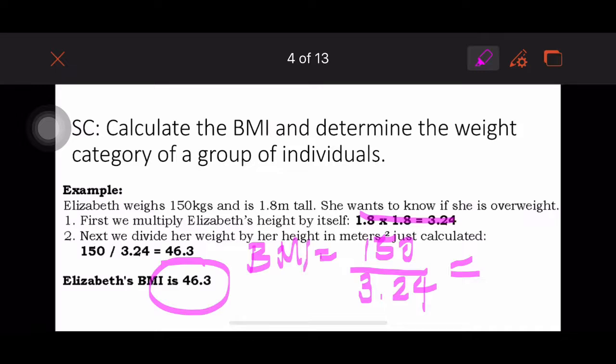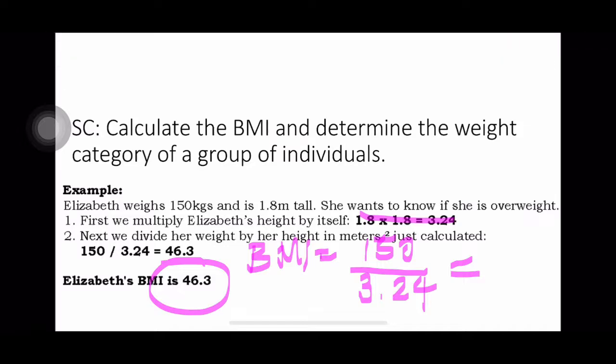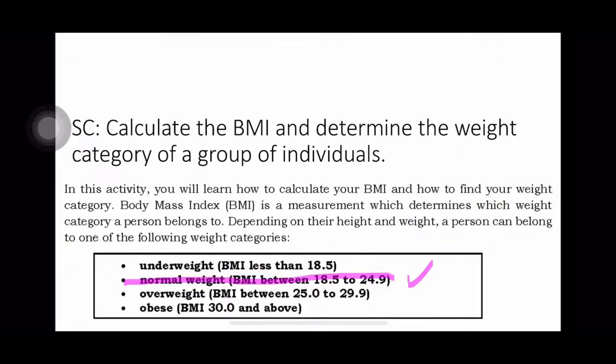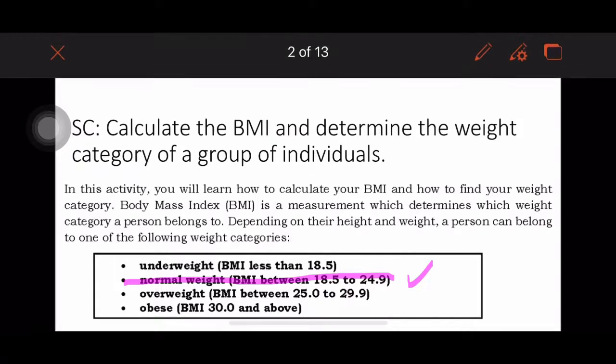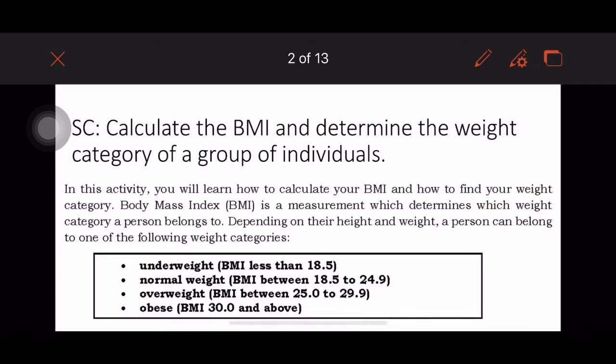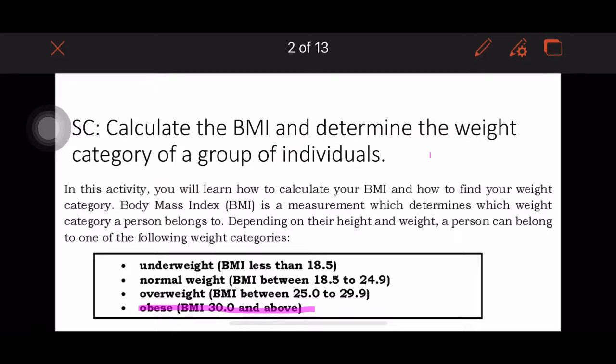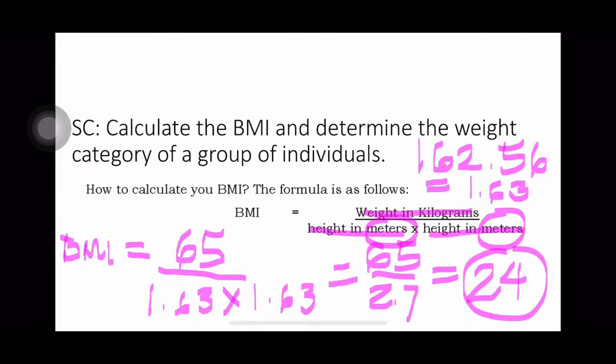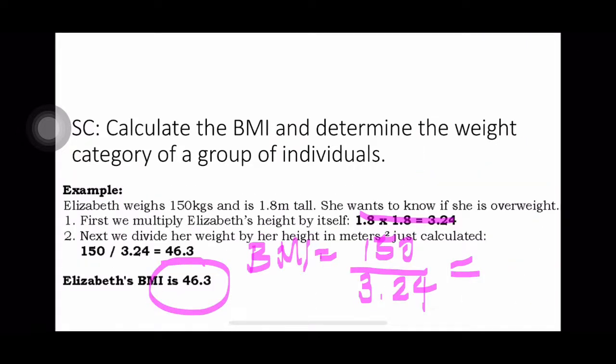So that is 46.3. We're going to find out whether she is overweight. This is her BMI. It's 30.0 and above, which is categorized as obese. So that's Elizabeth's body mass index.